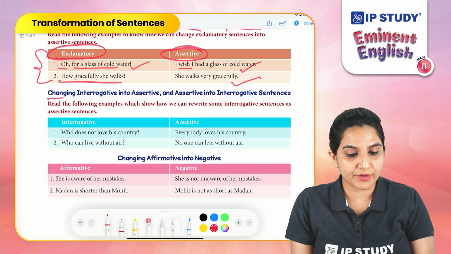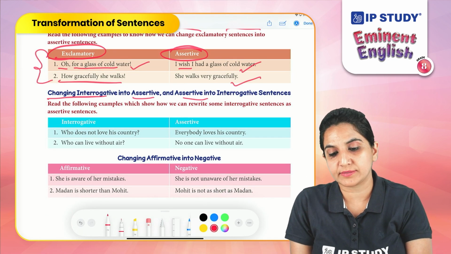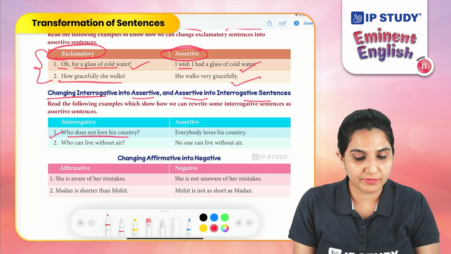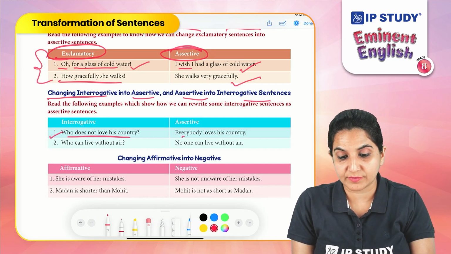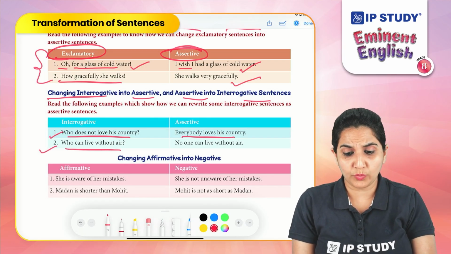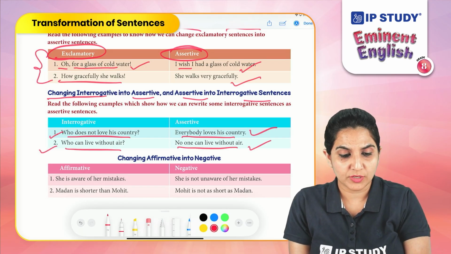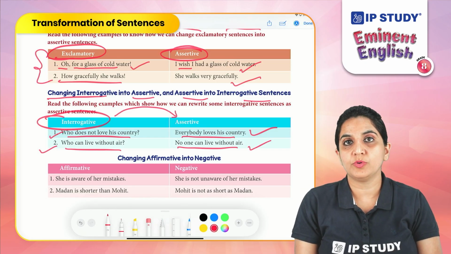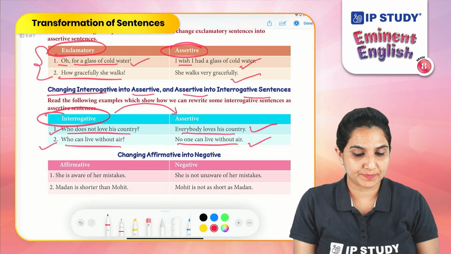By changing interrogative into assertive and assertive into interrogative sentence. "Who does not love his country?" becomes "Everybody loves his country." "Who can live without air?" becomes "No one can live without air." So, interrogative sentences can also be transformed into assertive sentences.